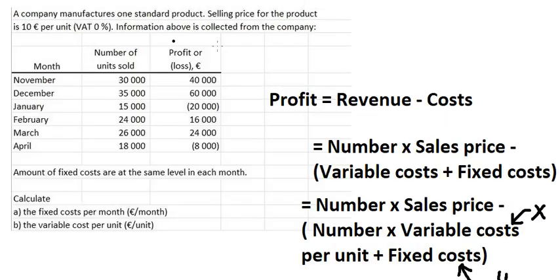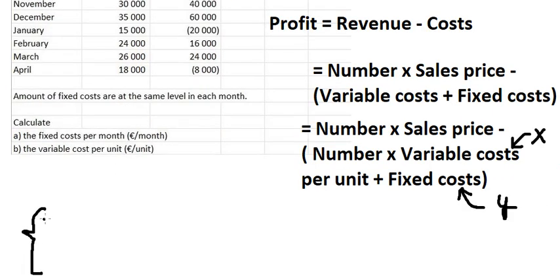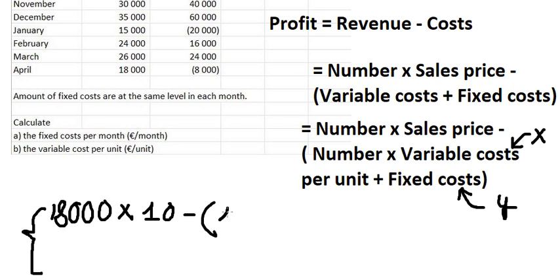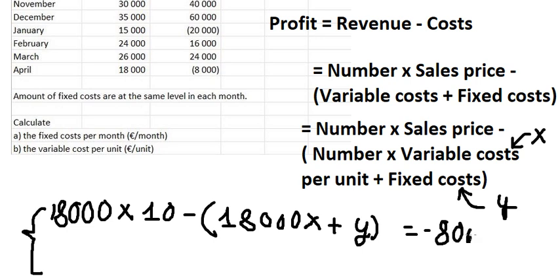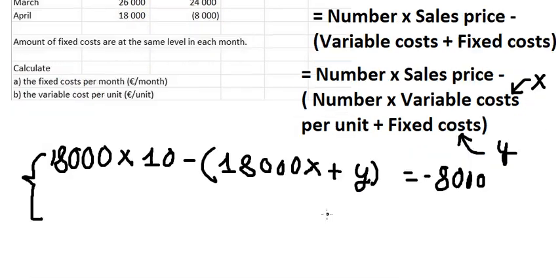So we have 18,000. We multiply by number 10. We minus 18,000 multiplied by X plus Y. And this one equals negative 8,000, because this is the loss, that's why we have negative 8,000.